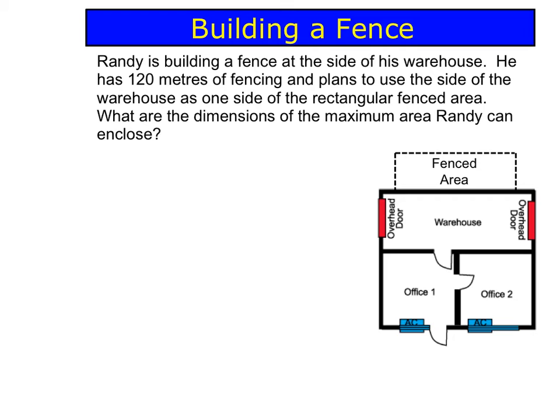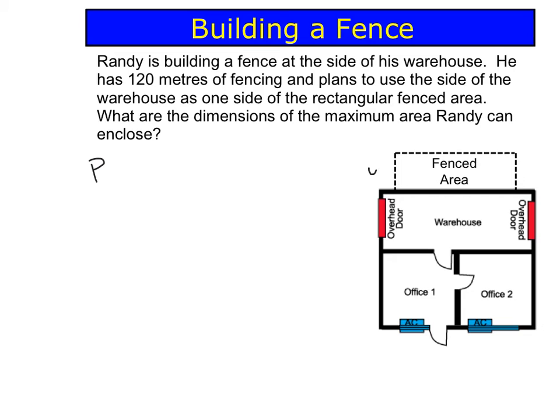Okay, a little bit harder question. It says Randy's building a fence at the side of his warehouse. He has 120 meters of fencing and plans to use the side of the warehouse as one of the sides of the rectangle. So my suggestion is this: when we look at 120 meters, that is a perimeter. So we need to come up with a perimeter formula for his rectangle.